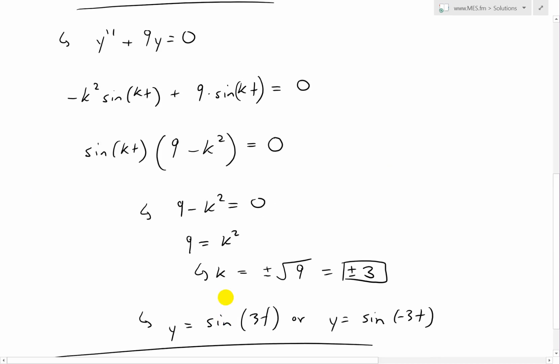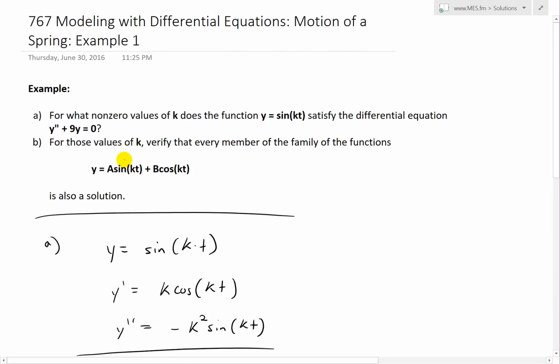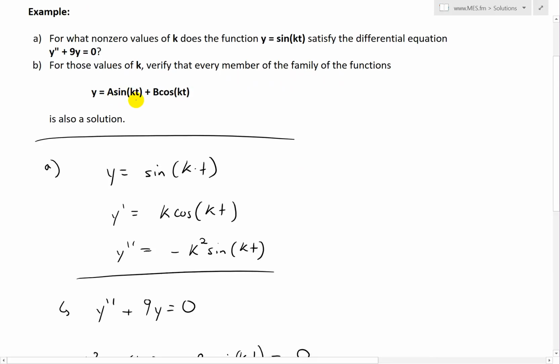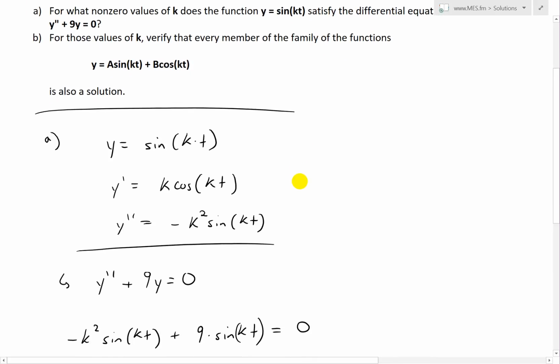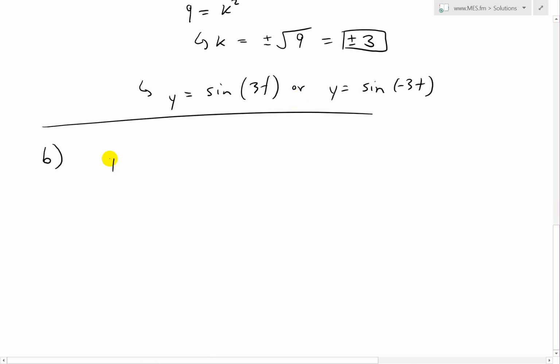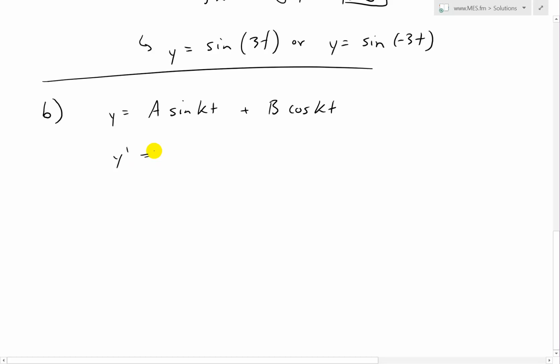Now if we look at part B, it states for those same values, so again plus or minus 3, verify that every member of the family of functions y equals a times sine kt plus b cos kt is also a solution. And again, we'll assume a and b are constants. So what we have here, y is equal to a sine kt plus b cosine kt. Again, we take the derivative of this first, because we want to get to the second derivative to match the differential equation.